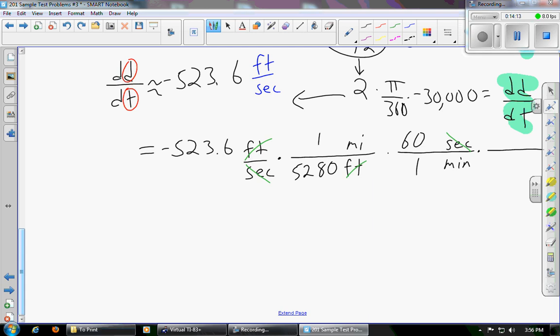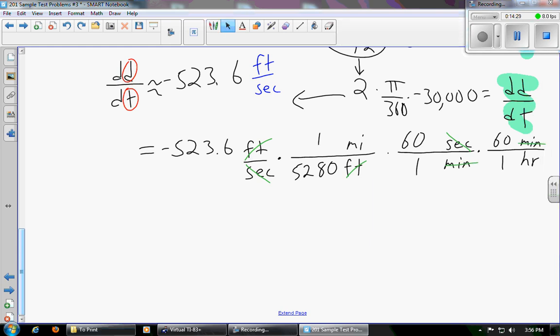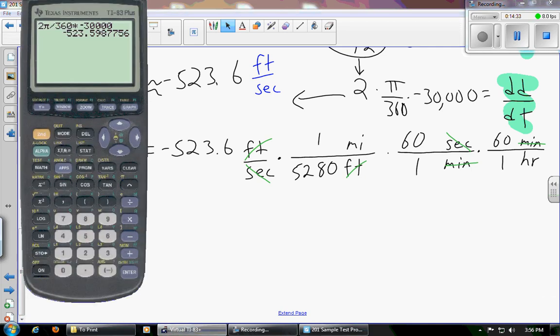And then one more multiply. We don't want minutes downstairs, so we'll put it upstairs. And then we can convert between minutes and hours. 1 hour is 60 minutes. And then minutes cancel. So I think we've got everything good. We're just ready to do the calculation, and whatever we get will be miles per hour. So we're taking that number, multiplying it by 1 divided by 5,280, and then multiplying it by 60 over 1, and then multiplying it by another 60 over 1. So all told, about 357 miles per hour.